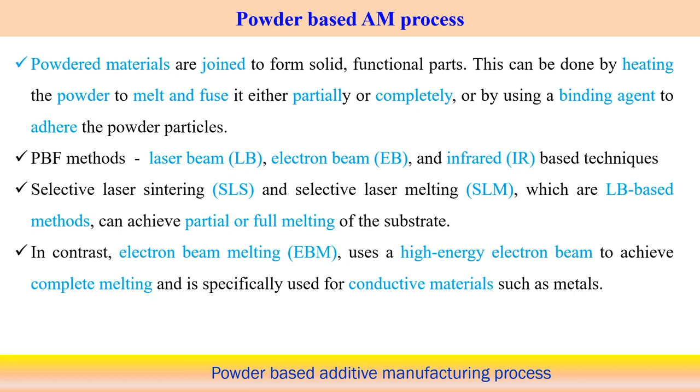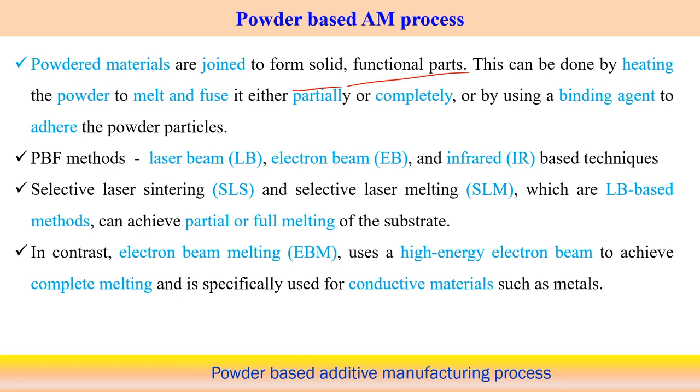So we can use a solid powder, and then we can join this powder, we can consolidate the powder, and we can create the functional parts also by mixing different types of powder. Or maybe the deposition of the material is one layer by one layer, where one layer is one type of powder and the second layer can be a different type of powder. So this way a functional part can also be manufactured using this powder based additive manufacturing process.